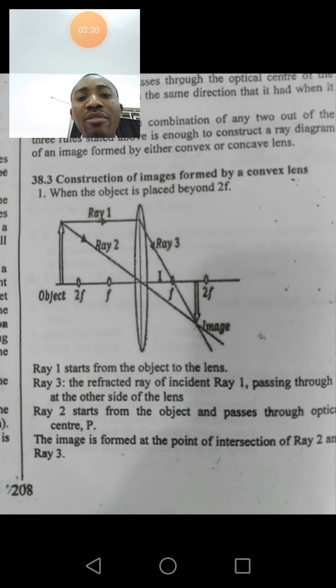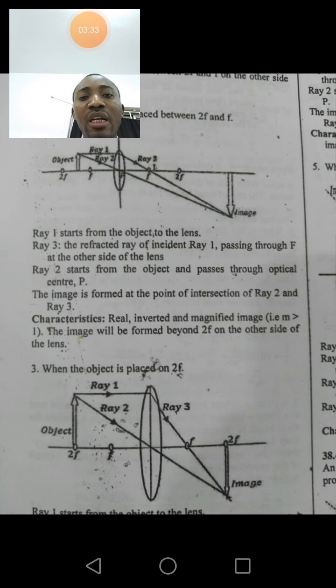In case 1 we have the object beyond 2F. Now in case 2, let's look at this number 3. I'm coming back to number 2 up here. Number 3 here, we have the object placed at 2F. We are moving from beyond 2F to 2F. So when you have the object at 2F, where would the image be? Once again, ray 1 parallel to the principal axis is refracted through the principal focus on the other side. Ray 2 going through the optical center continues in that straight line. Where the two of them intersect, you have the image.